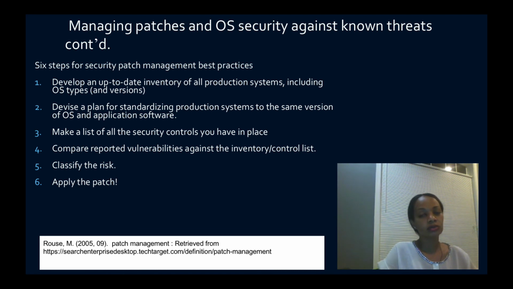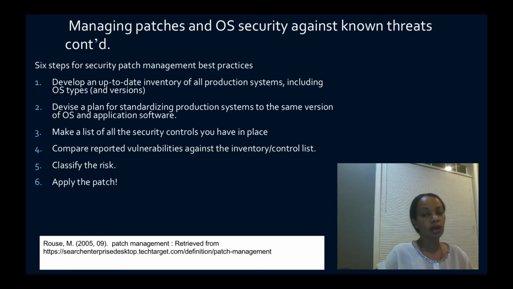The second step is to devise a plan for standardizing production system to the same version of operating system and application software. Having smaller number of operating system could make the job easier for later. Step 3 is to make a list of all security controls you have in place, such as routers, firewalls, and IDSs. Step 4 is to compare reported vulnerabilities against the inventory or control list.